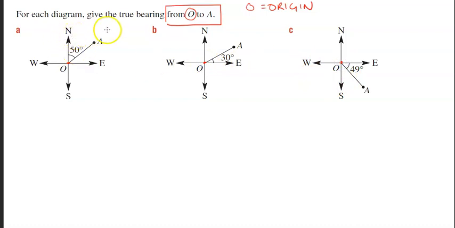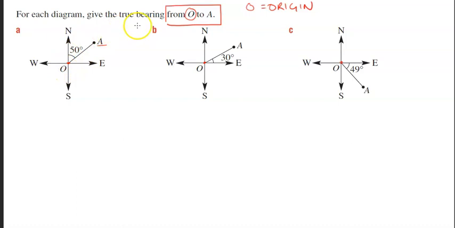And so this says we're going to give the true bearing from O to A. So this is saying, okay, I'm going to A. A is this point here, and I'm going to A from O, so I'm coming from my origin point. From here, I'm going to walk along here, and I'm going to appear at A. Now A is just the point. We don't necessarily care about this length here. It's not asking for a length.